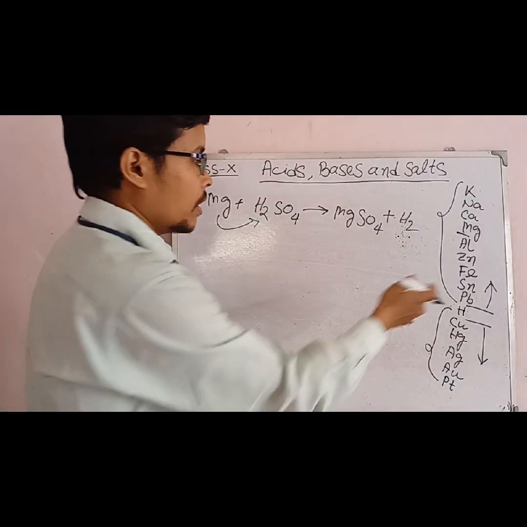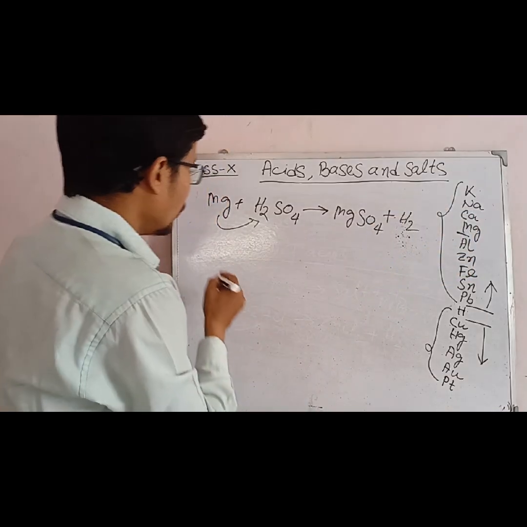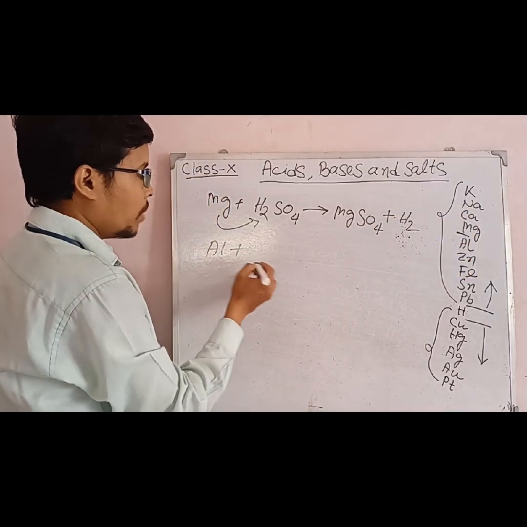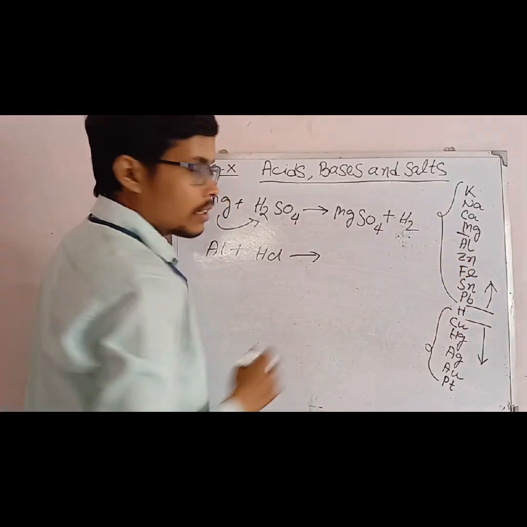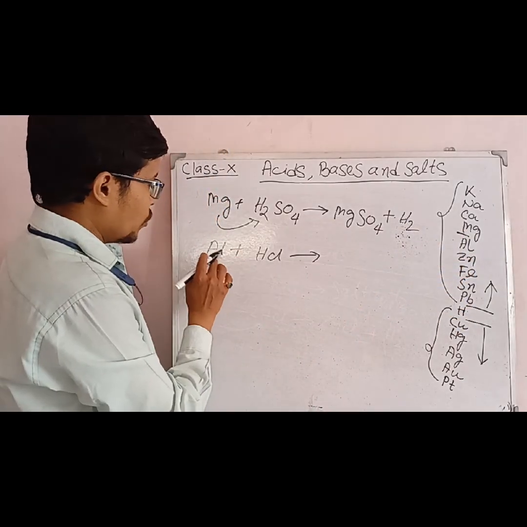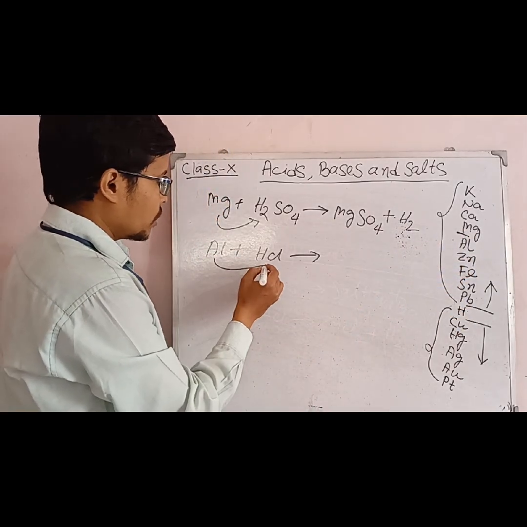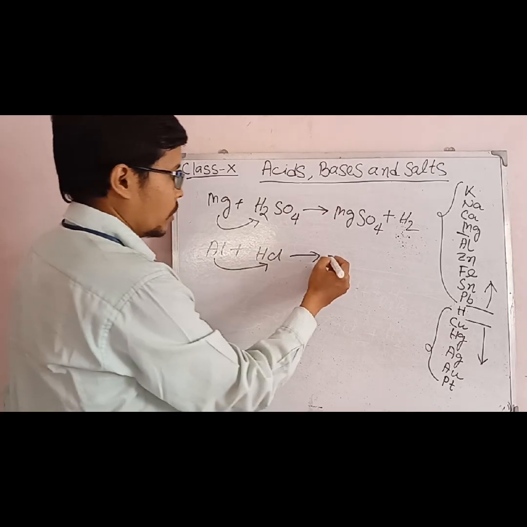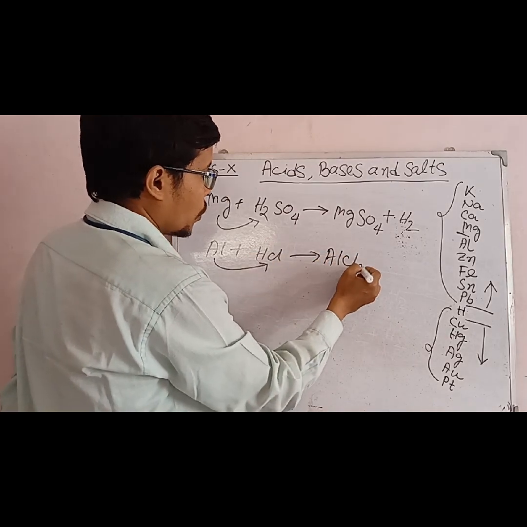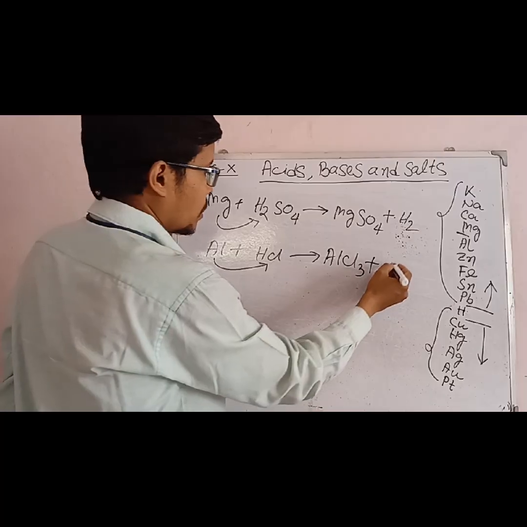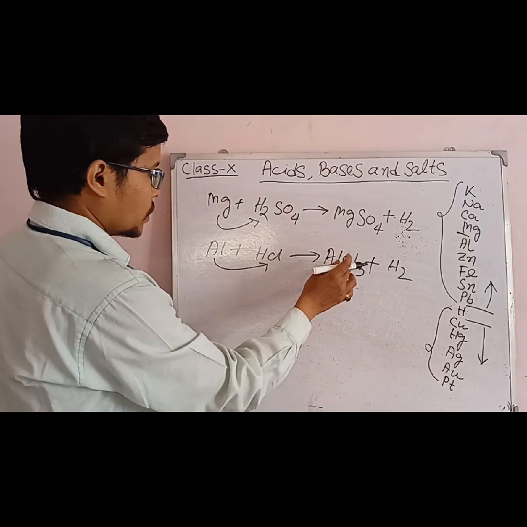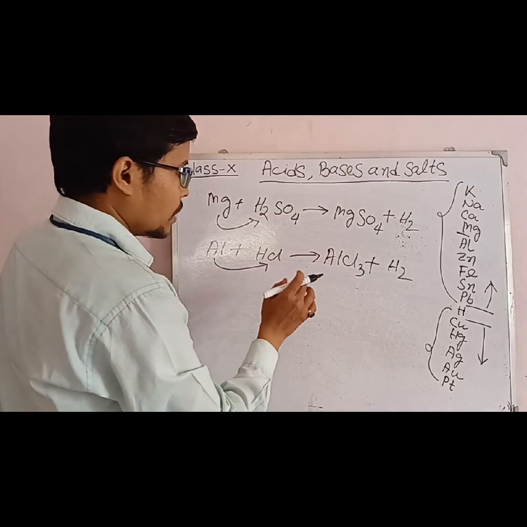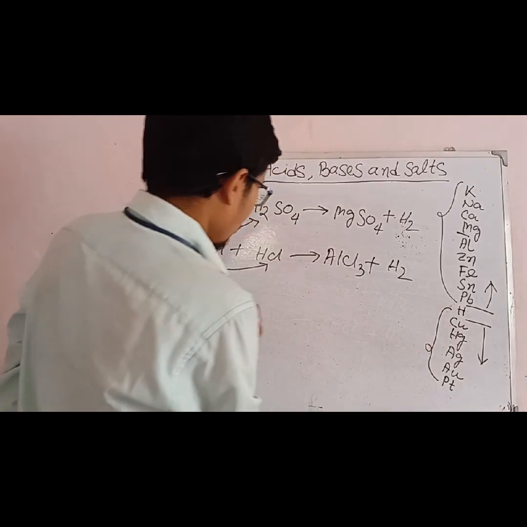You can take any metal from here, like aluminium plus HCl. See that aluminium is also present above the hydrogen. So aluminium will combine with chlorine to give aluminium chloride, plus H2 gas will be produced here.